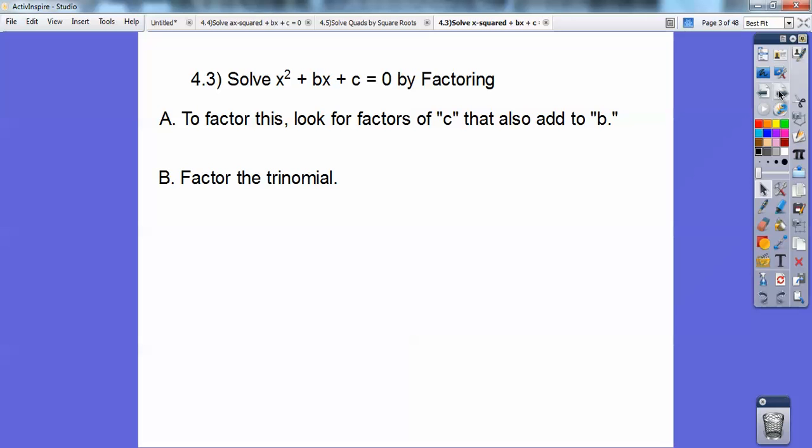All right, let's do some examples. Factor the trinomial. And remember, I go fast, so you can pause it whenever you need to. My kids will probably pause it so they can copy down the notes. What factors of 6 add to 5?